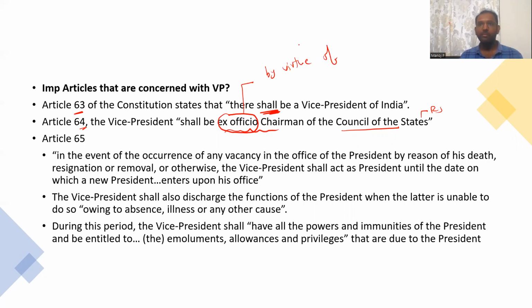What do you mean by virtue of? It means that since he is the vice president, because he is holding the post of vice president, automatically whoever holds the office of vice president becomes the chairman of Rajya Sabha. So because he is holding one post, he is eligible to hold the other post. In such a case, we use the term ex officio. Okay. Now, Article 65 says that in the event of any vacancy in the office of President of India, the Vice President will discharge his duties and he will have all the powers and privileges of the President of India in such cases.